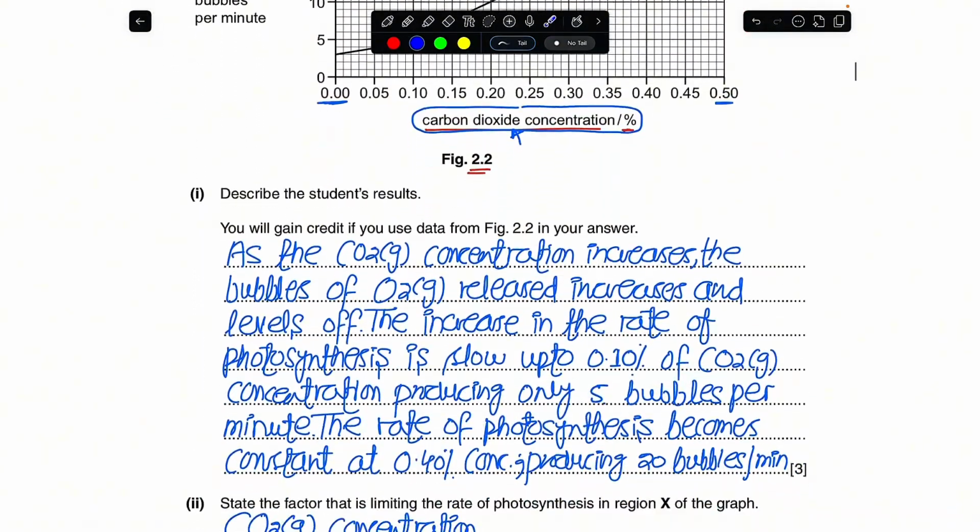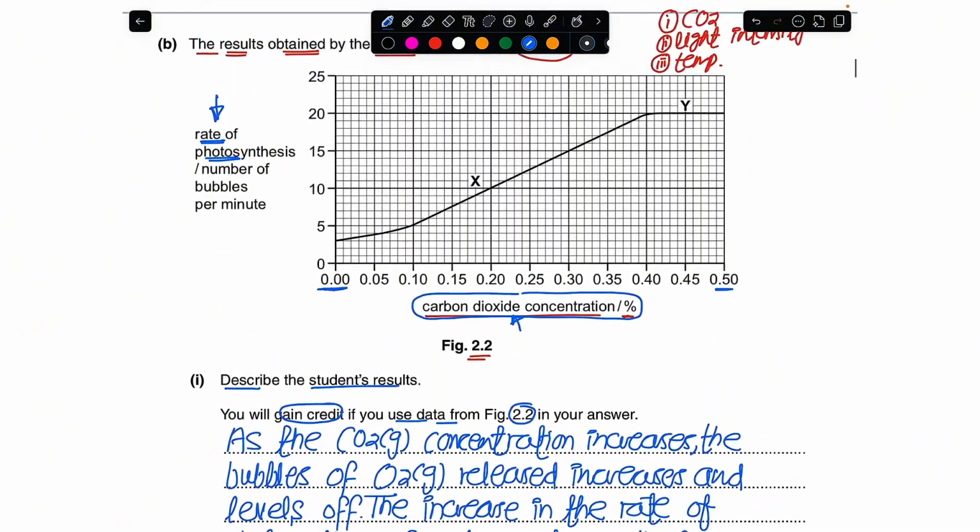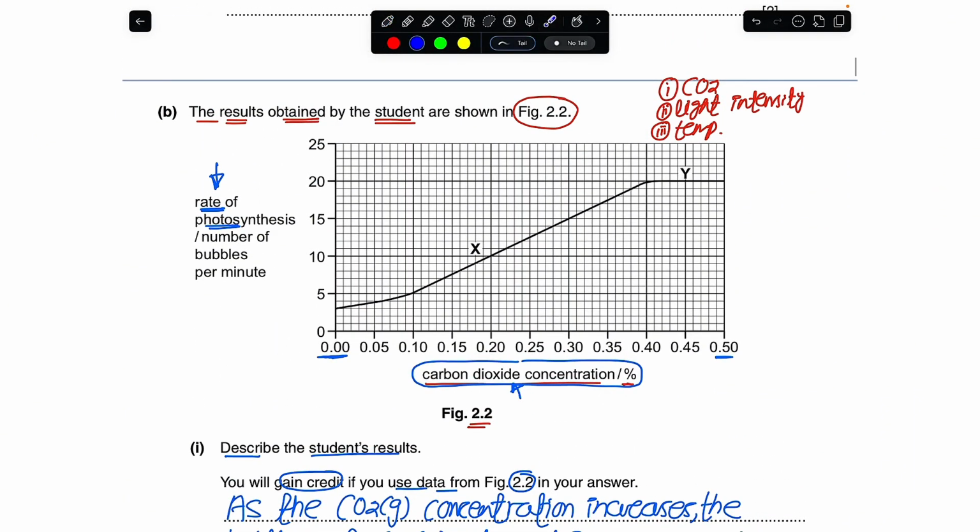Now, if we were to move on to the 3 marks question, it says that you are required to describe the student result, and you would gain the credit if you use the data from figure 2.2. The description is something very easy. Anything that is shown in the graph, you are required to simply say or write up in terms of number values. The first point should be general, and the other 2 points, in the context of 3 marks, should be very specific.